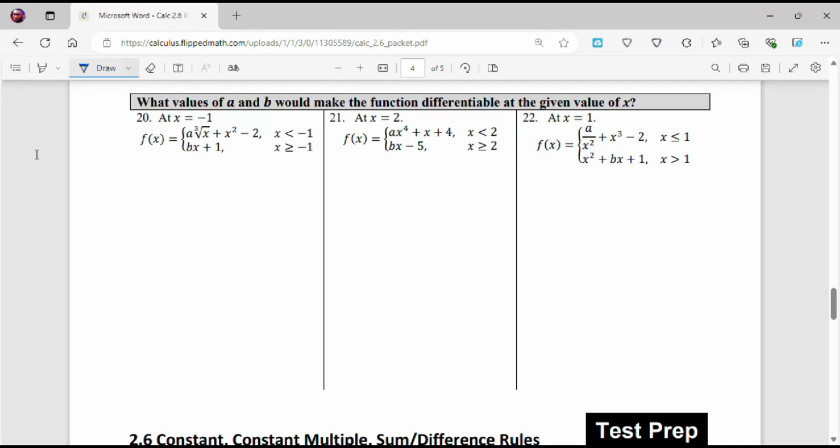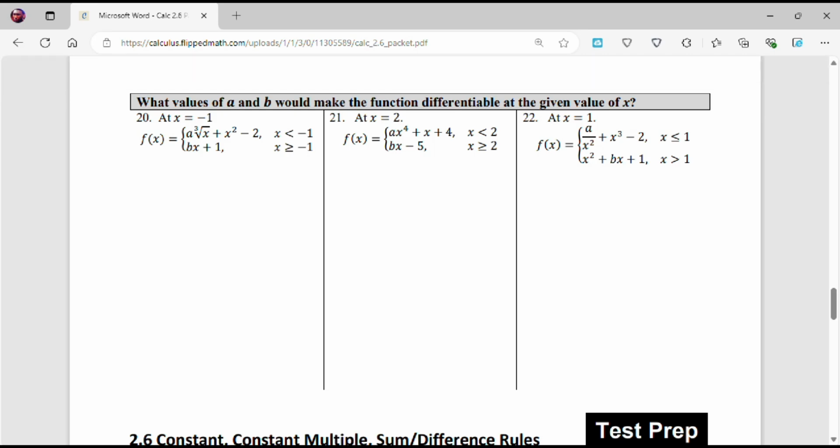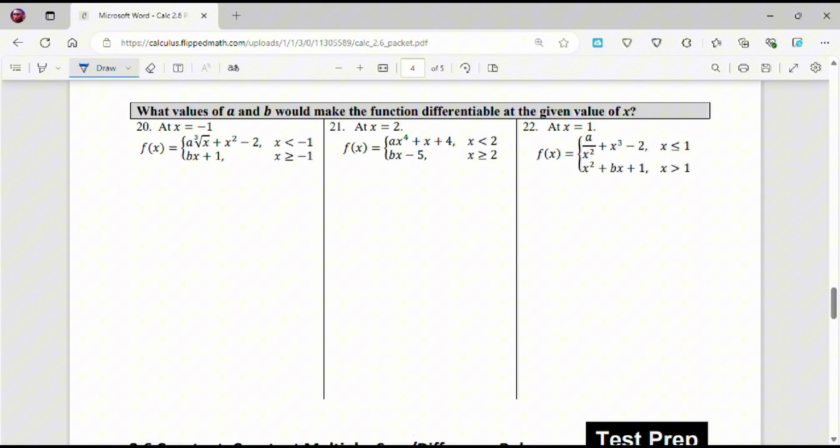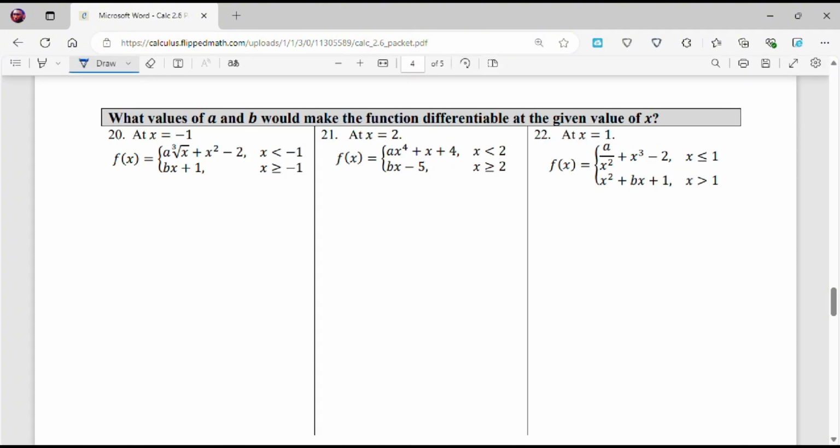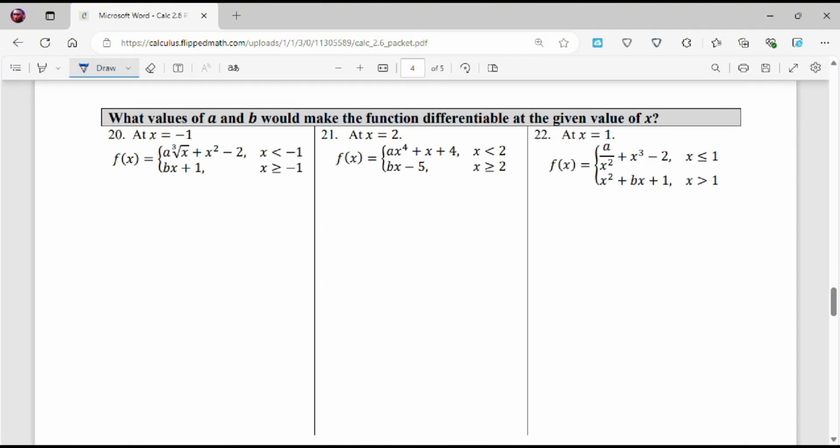Okay, for questions 20 through 22, we're using a similar principle that we used for the last couple of questions. So we're going to continue doing left-hand limit, right-hand limit, left-hand derivative, and right-hand derivative. But this time, we're going to do that and solve for variables. So the variables are a and b, and we're going to solve for those. Okay, so the idea stays the same. We're going to do left-hand limit, right-hand limit, and take it from there.